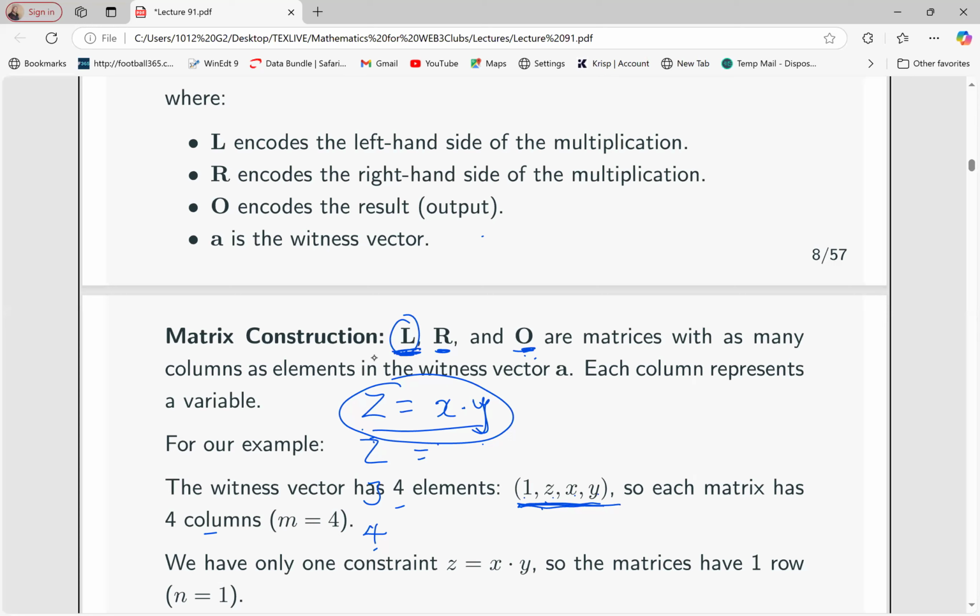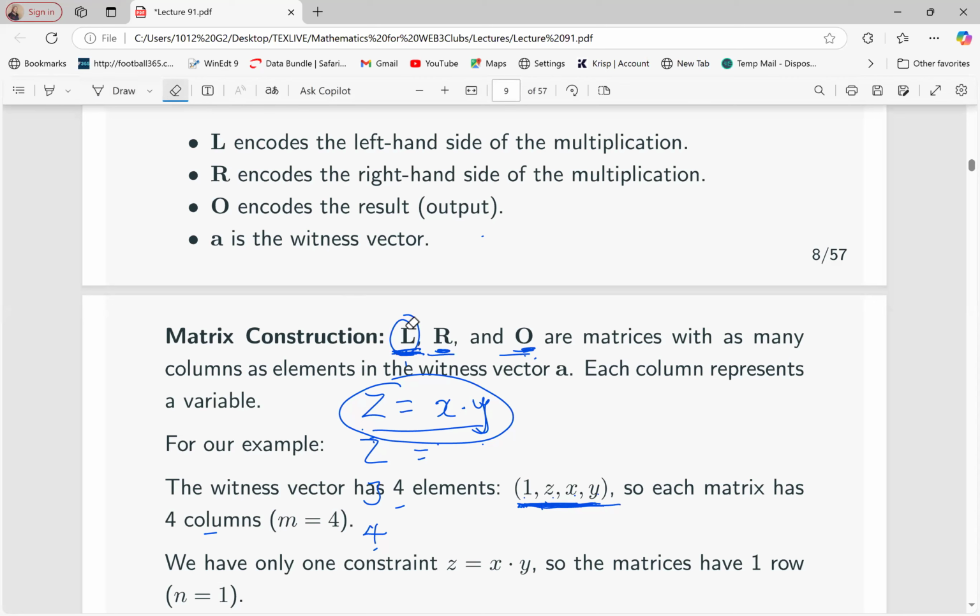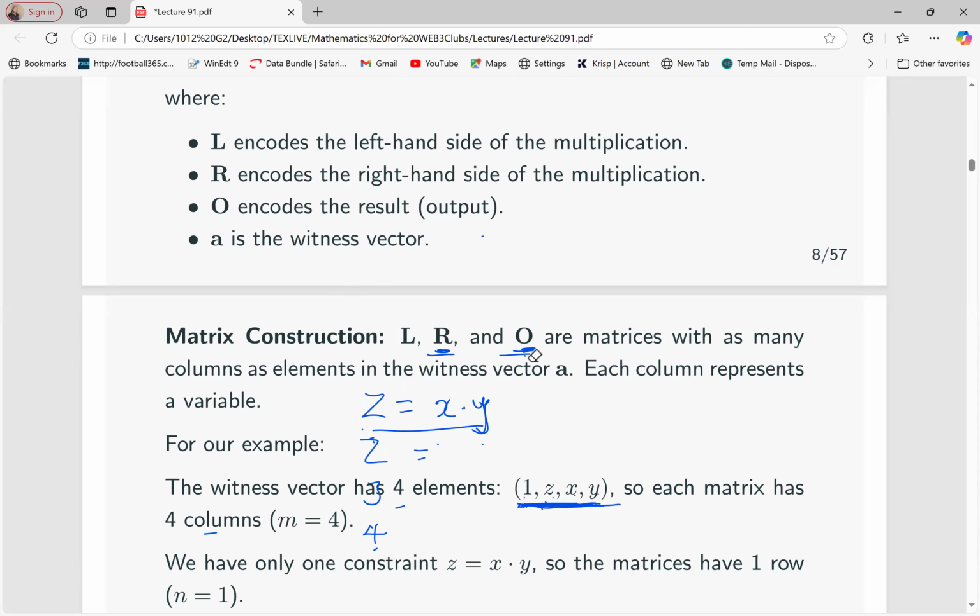And the columns would depend on the witness. So each of these matrices would have 4 columns. Of course, they're not the same matrices. So therefore, how do we come up with the L?